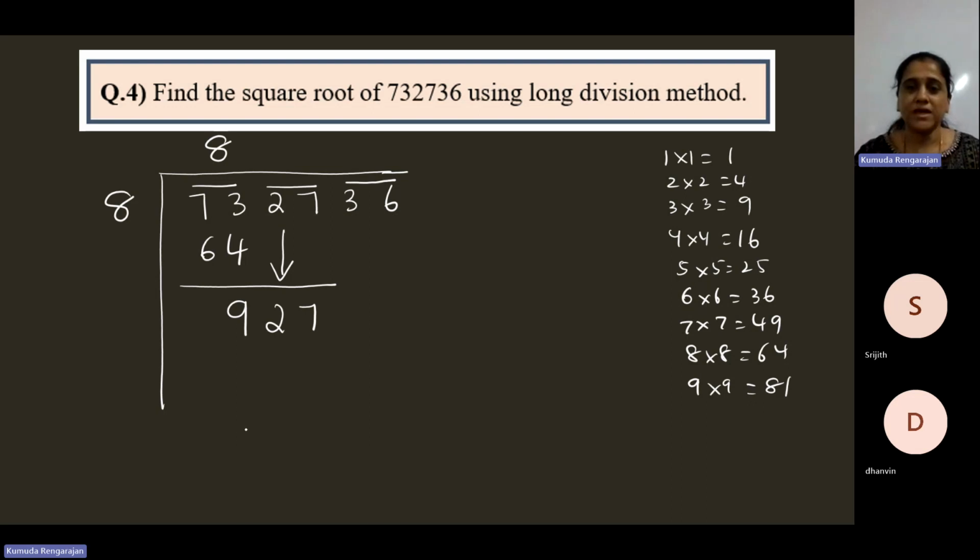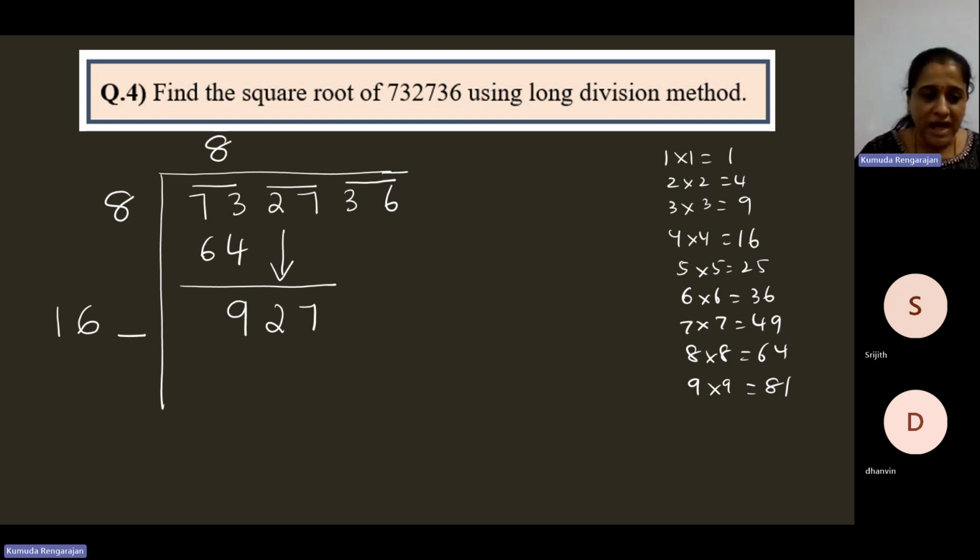Next step. What do you have here? 8. Double the quotient. Whatever is in the quotient, double it, meaning multiply by 2. What do you see in the quotient? 8 into 2 is 16. Write that 16 here.